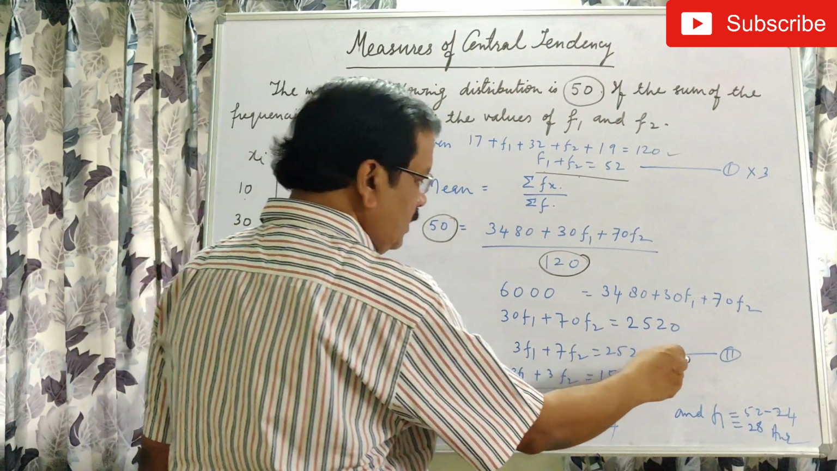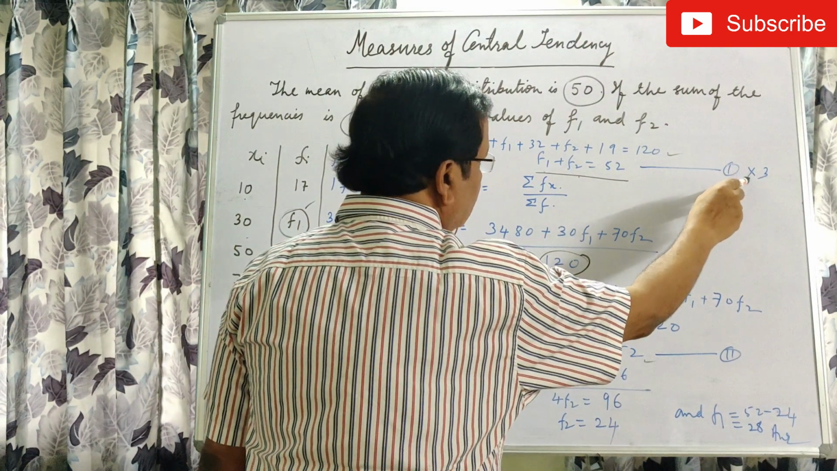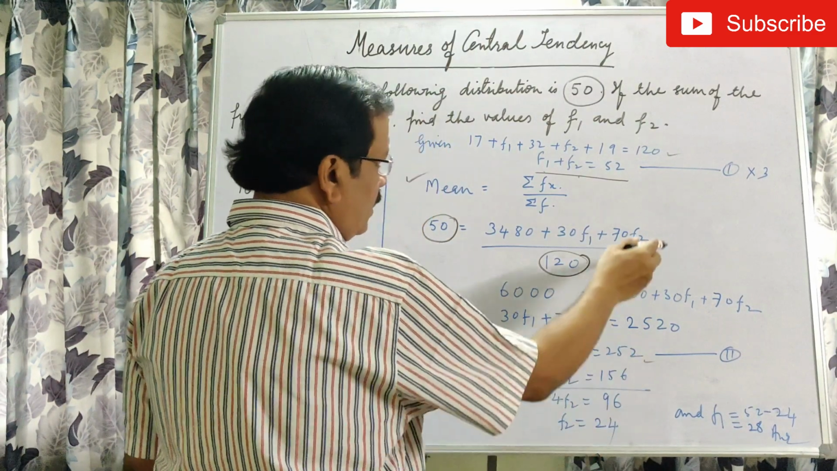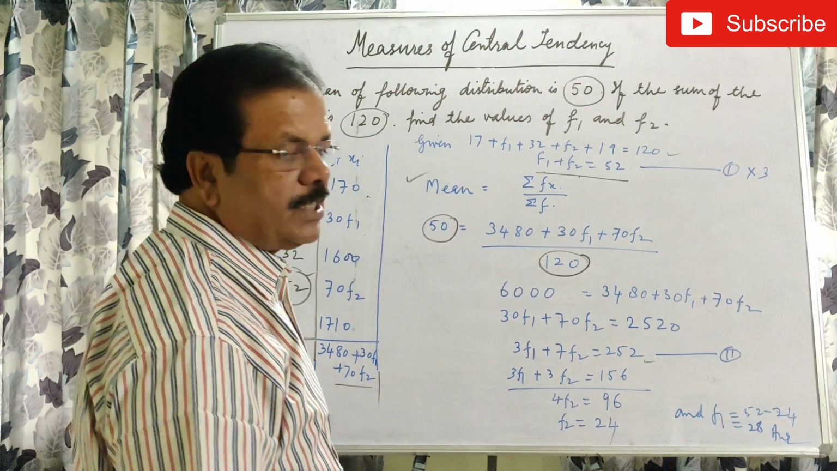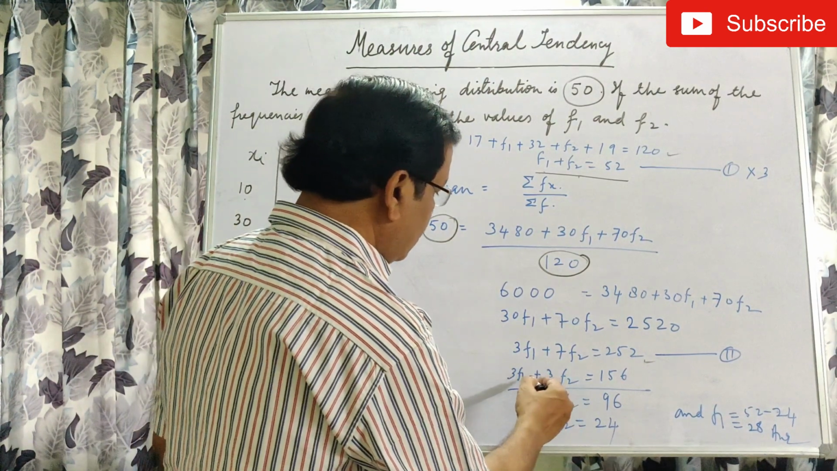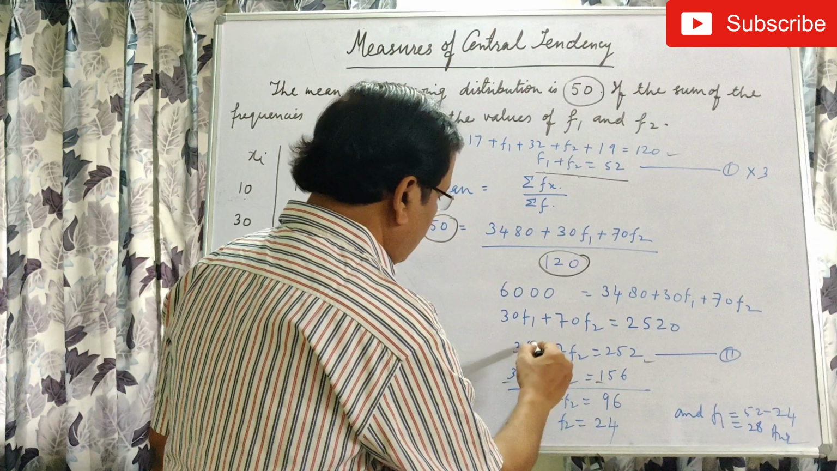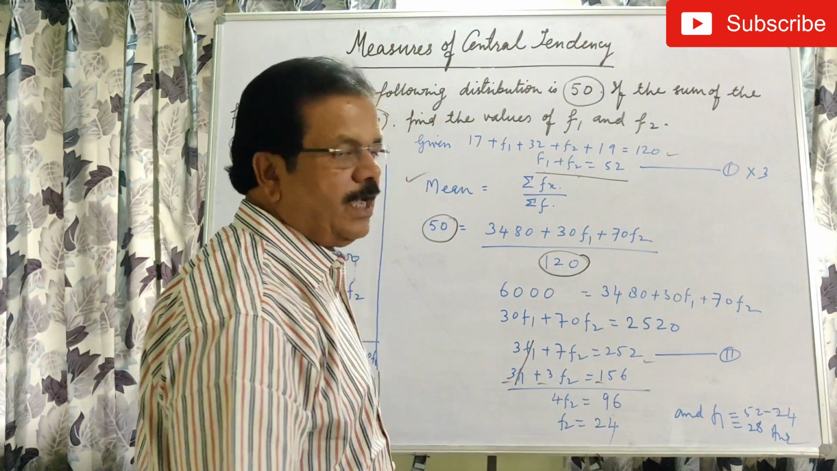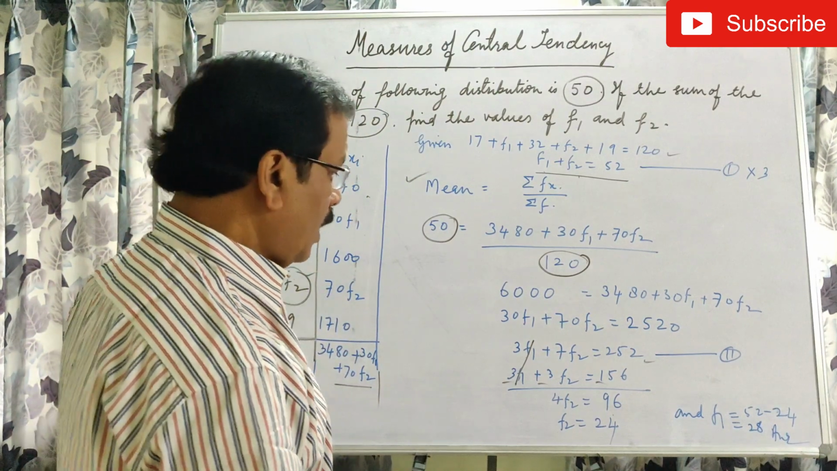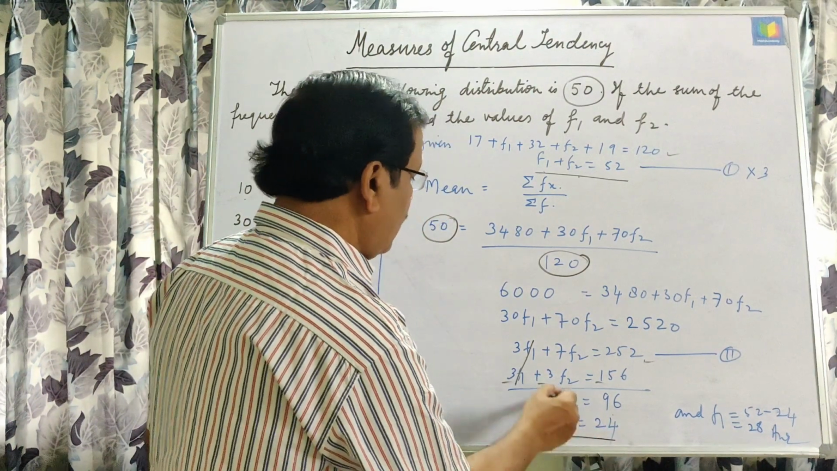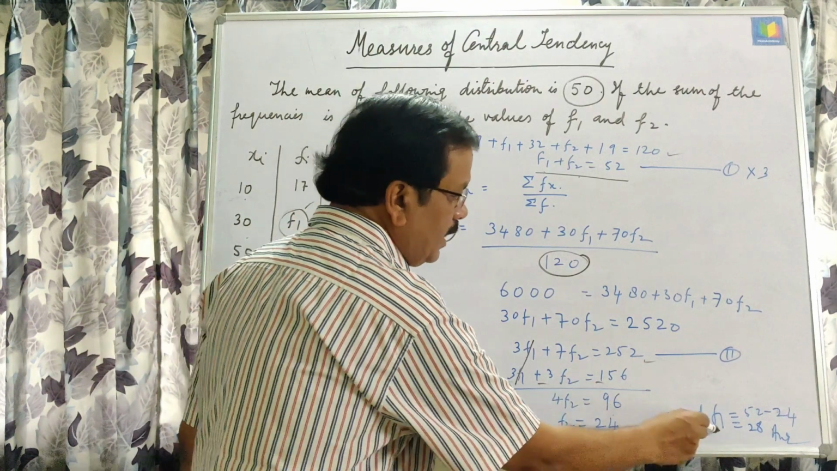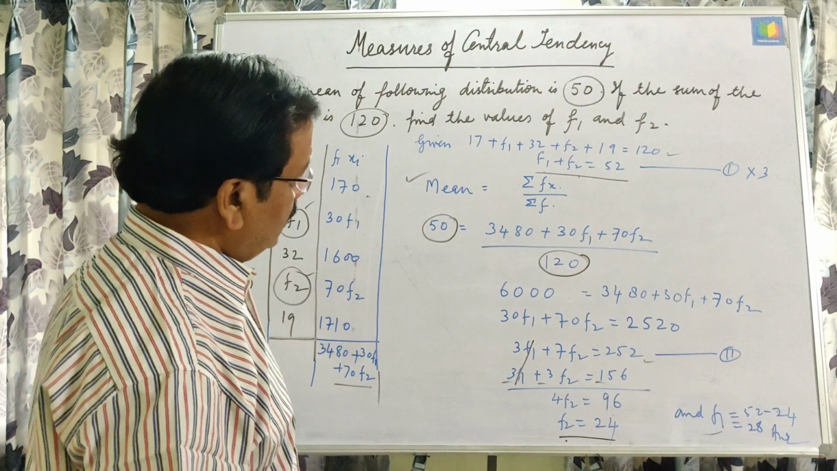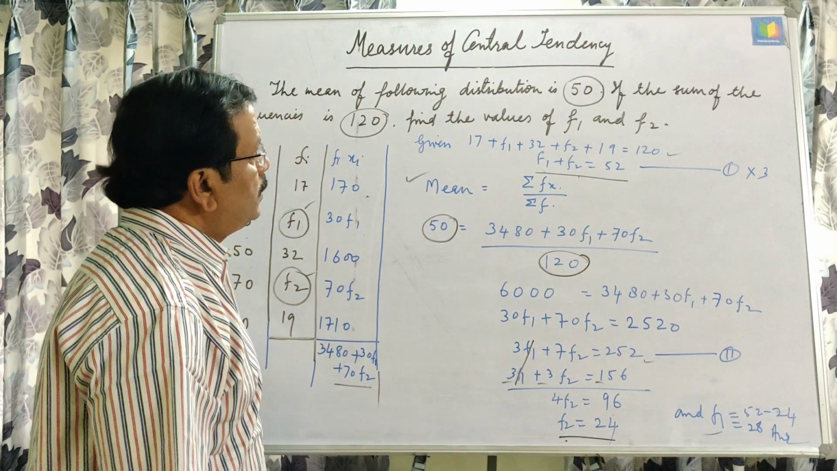With the help of these two equations, multiply the first by 3, we get 3f1 plus 3f2 is equal to 156. This is a simple simultaneous linear equation, and then cancelling by subtraction, this term is cancelled and we get 4f2 is equal to 96, or f2 is equal to 24. Now substituting this 24 in any one of these equations, we get f1 is equal to 28, and this is all about this topic.